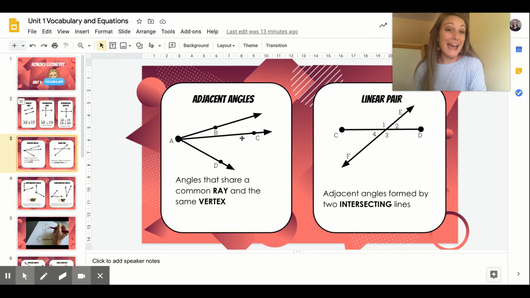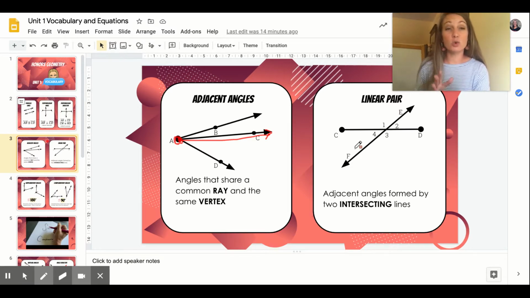So adjacent angles would be like angle BAC is adjacent to angle CAD. What does that mean? Does that mean anything special? No. It just means that they're next to each other. So they are angles that share a common ray. So I have ray AC, and they share the exact same vertex. So A is their common vertex. So that's adjacent.